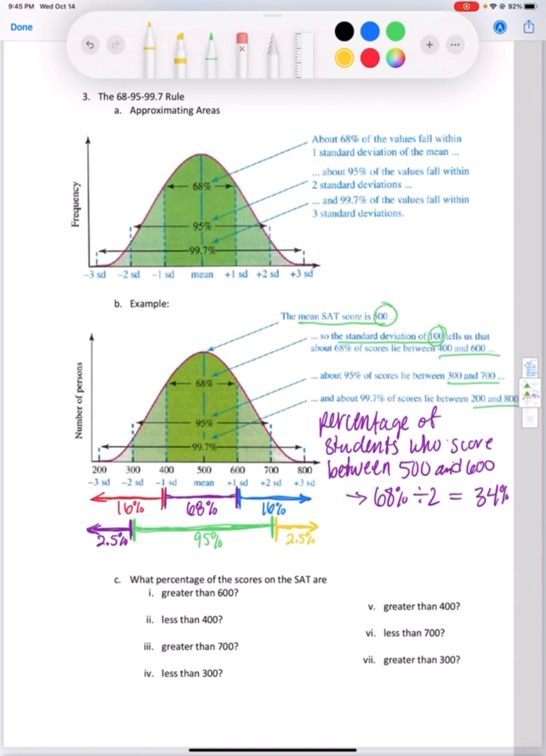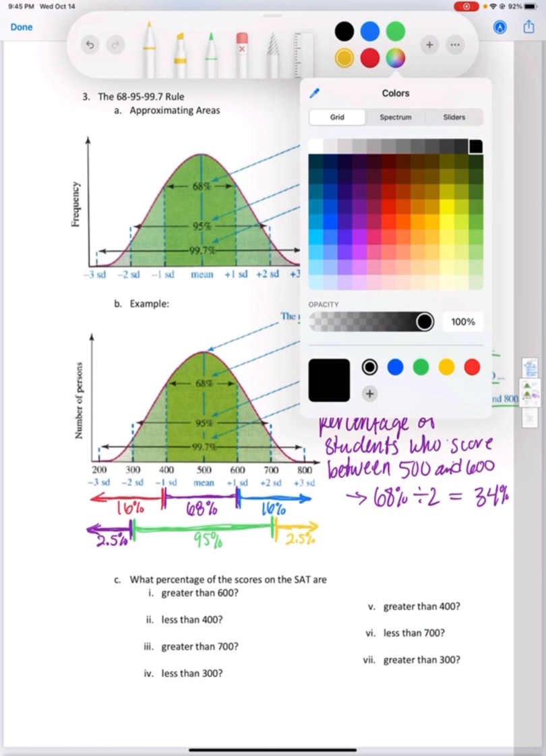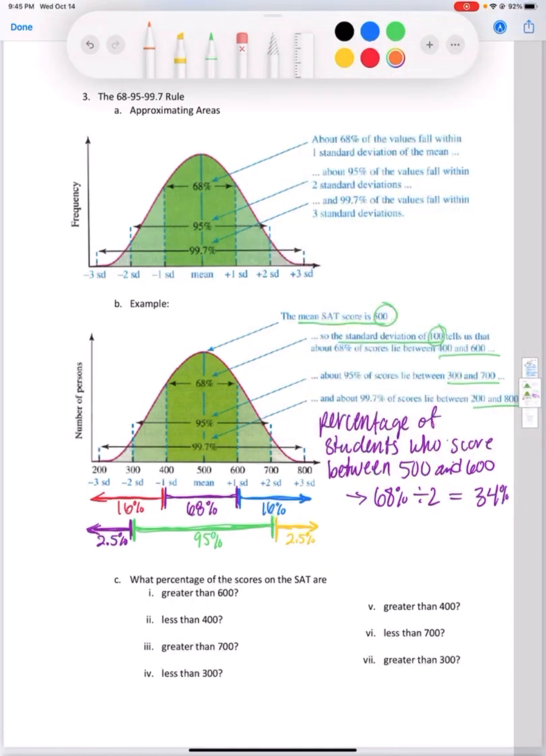And our third span that we're going to look at is the 99.7% span, and we'll use orange to do that one. Okay, so 99.7 goes from here, right at the 200, all the way out to here at the 800. This right here is 99.7% of the data.